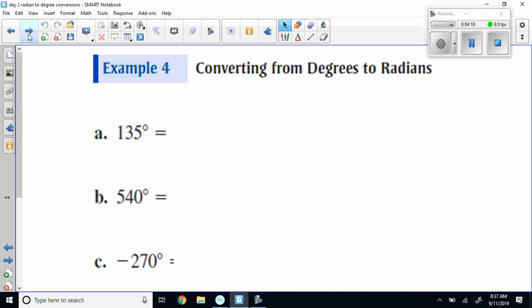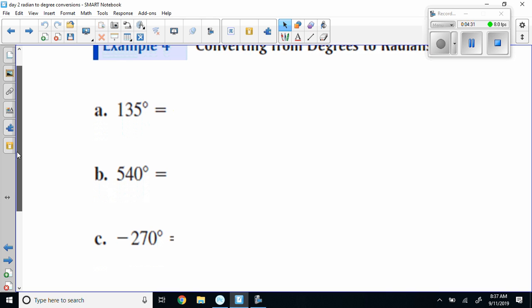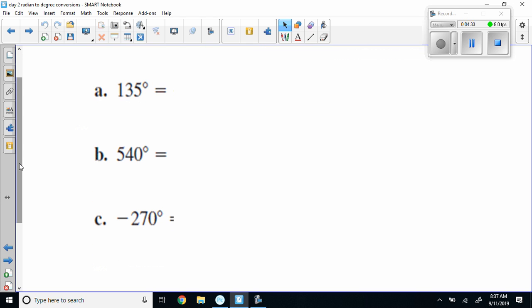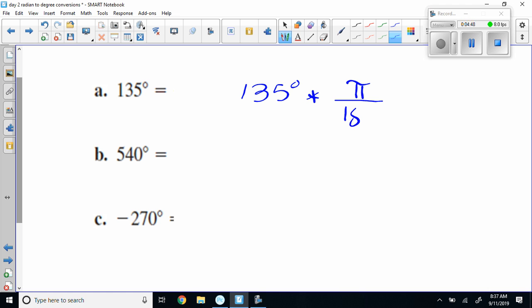I need you to take these 3 problems, and I need you to convert. Let's do the first one together, and then I'll let you do the other 2. Fair enough? We're going to convert from degrees to radians. So 135 degrees times what? Pi over what? 180. Now, these are radians here. That's the unit.